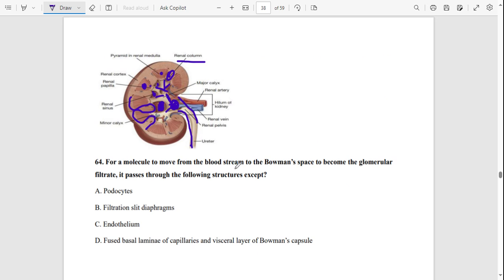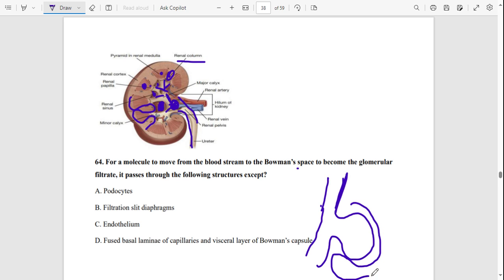For a molecule to move from the bloodstream to the Bowman's space to become the glomerular filtrate, it passes through the following except. So here is your bloodstream, and you know that the blood is going to have a part which goes like that, forming the Bowman's capsule. Okay, like that. And then you are going to have now not the Bowman's capsule but the glomerulus. Then you are going to have this.